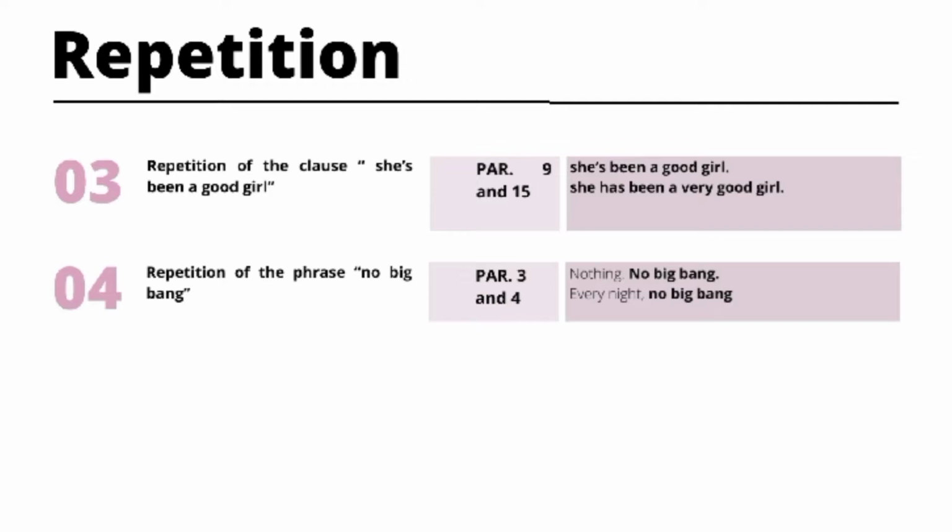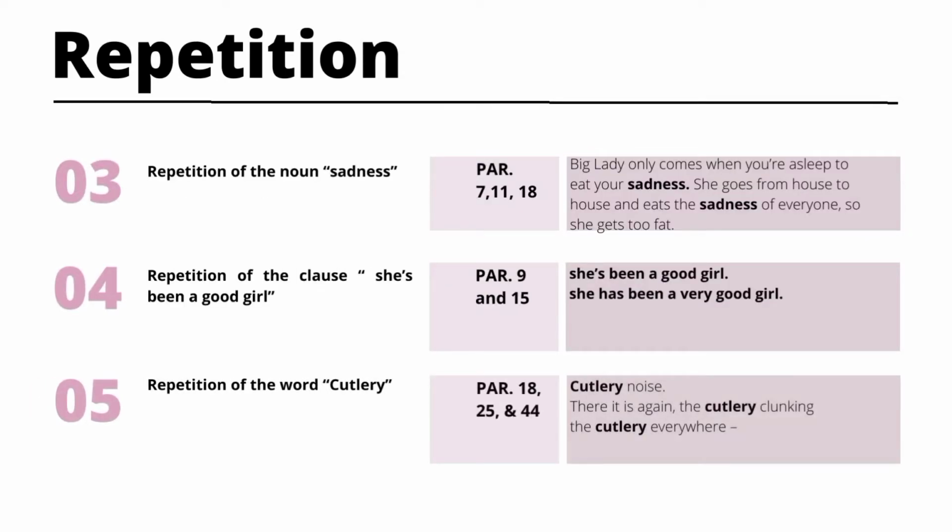The last but not the least under repetition is the repetition of the word cutlery from paragraphs 18, 25, and 44. The repetition accentuates the image of a hearing sensation. This, therefore, gives emphasis to what Rika has been hearing every night from the kitchen, cutlery noises. At first, Rika thought of it to be the Big Lady's doing. However, at the close end of the story, it is at this point that the truth comes out. The noises in the kitchen are made by the father being a drunkard, especially after suspecting about his wife's affair.